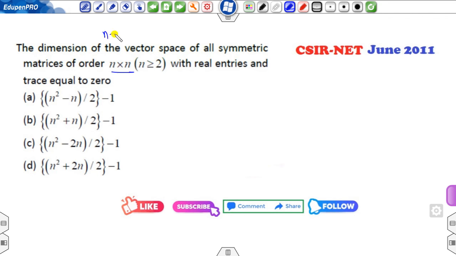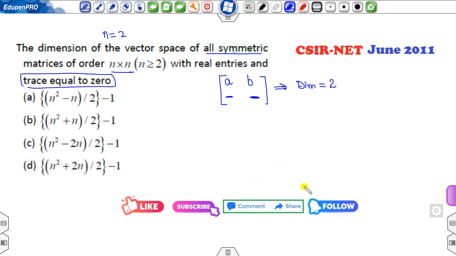Dimension: n is 2, so it's a 2 cross 2 matrix. Remember, students, whenever you have to find the dimension of a matrix space, you have to think about this method. All symmetric matrices with real entries and trace 0. What does it mean? If this entry is A, the other diagonal entry is minus A, so there is no need to compute it. If it is symmetric, this entry is B and the mirrored entry is also B. Then how many unknown elements are there? 2, that is the dimension.